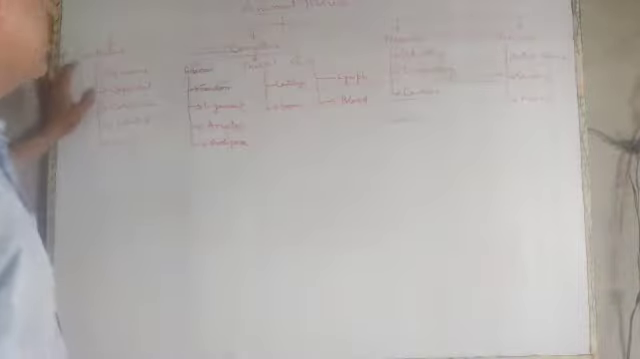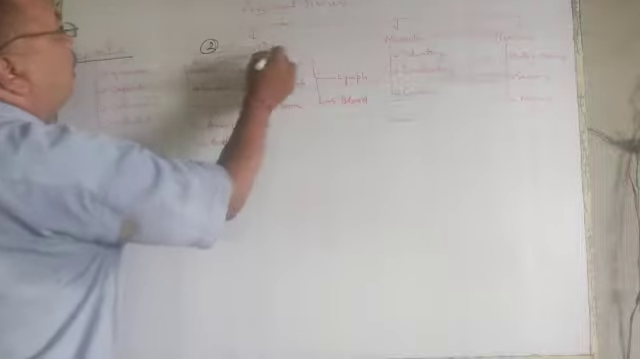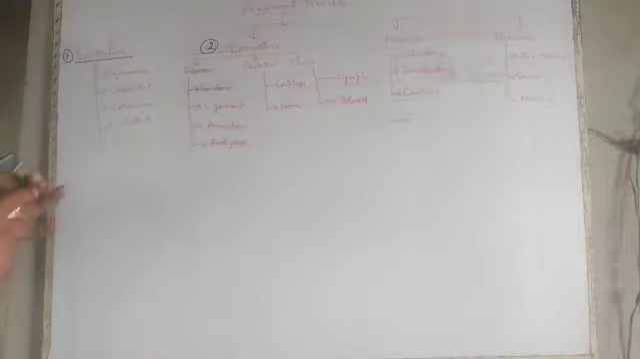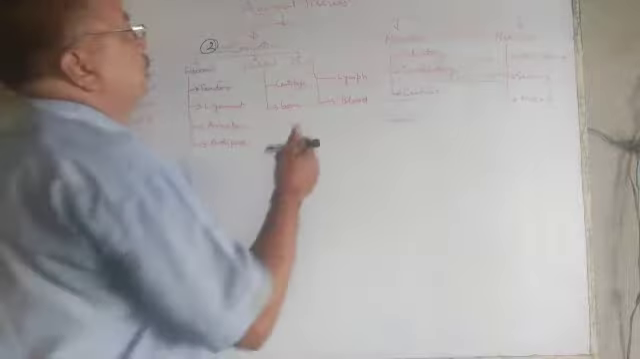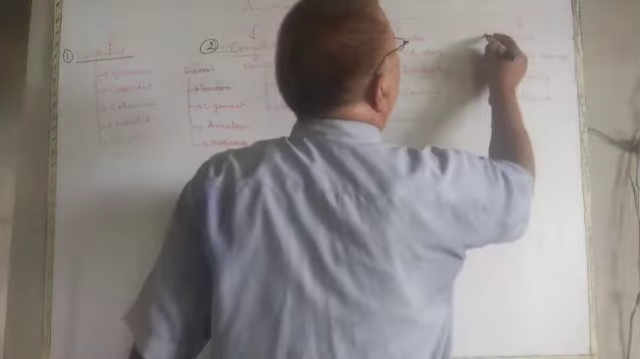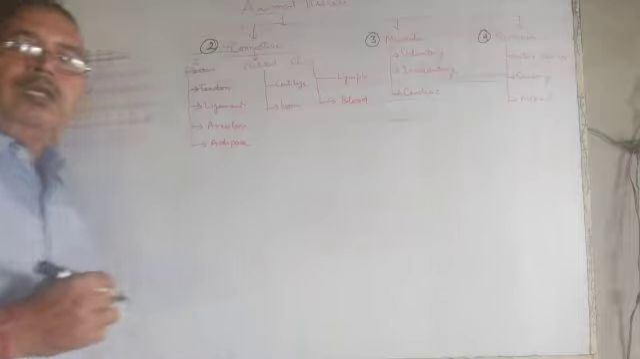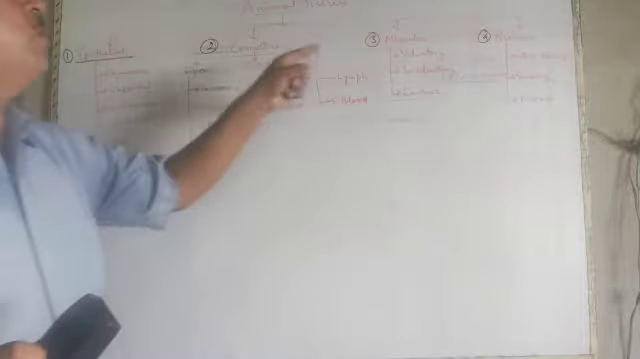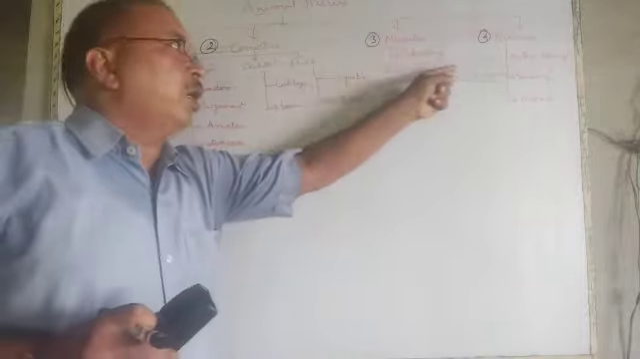The first kind is epithelial tissue. What is the second kind? The second kind is the connective tissue. And what is the third kind? The third kind of tissue that makes the animal body is the muscular tissue, and the fourth kind is the nervous tissue, right? Clear? So animal body is basically made up of epithelial tissue, connective tissues, muscular tissues, and nervous tissue.